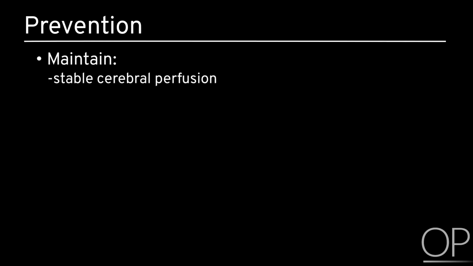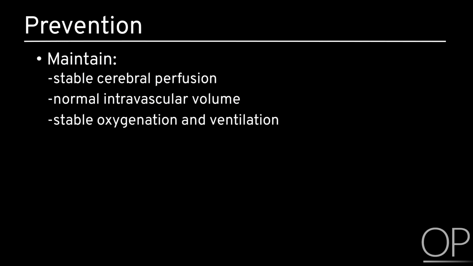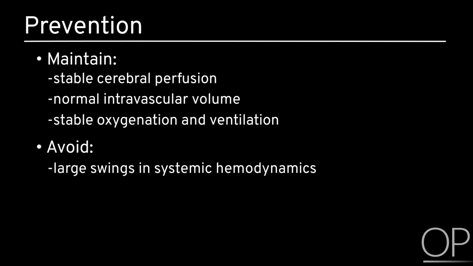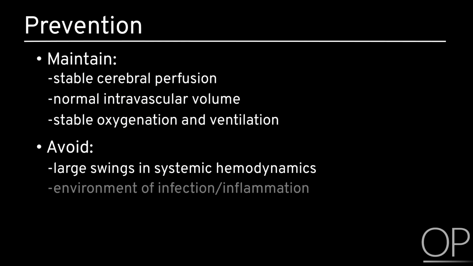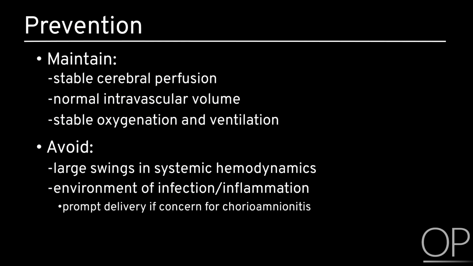In terms of prevention of PVL, there are not specific preventive approaches that we have at this point. We try in general to maintain stable cerebral perfusion, maintain normal intravascular volume, stable oxygenation and ventilation, and avoid large swings in systemic hemodynamics. We also try to avoid an environment of infection or inflammation, including prompt delivery if there are obstetric concerns for chorioamnionitis, and postnatal treatment of infections.